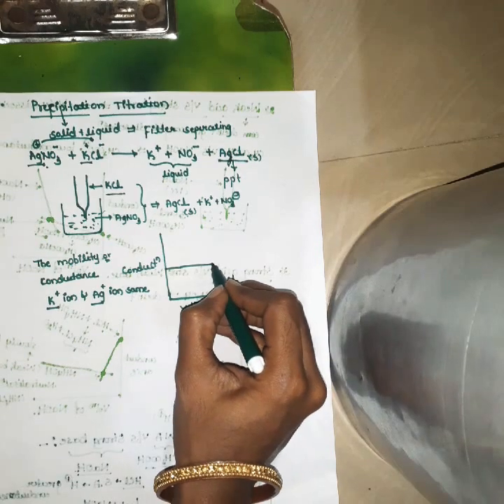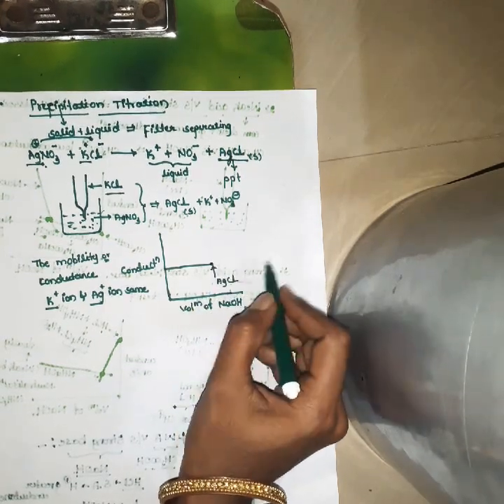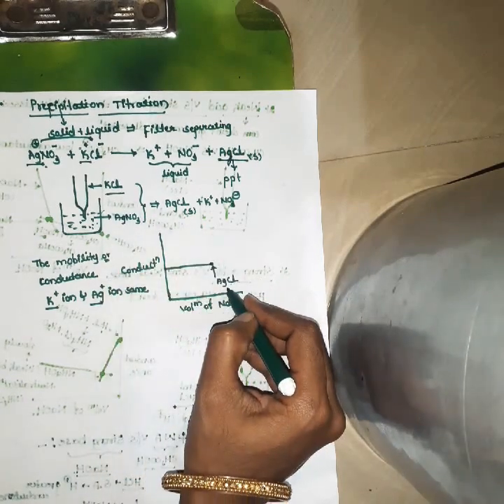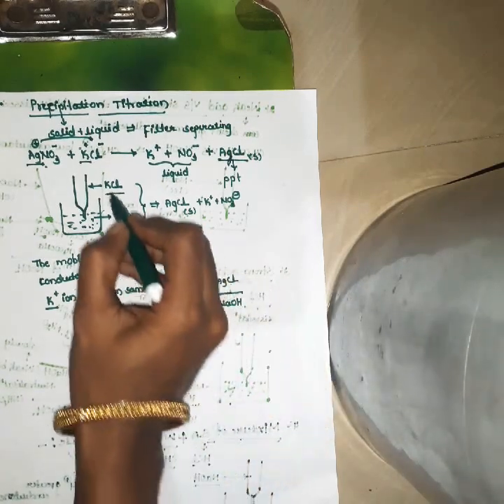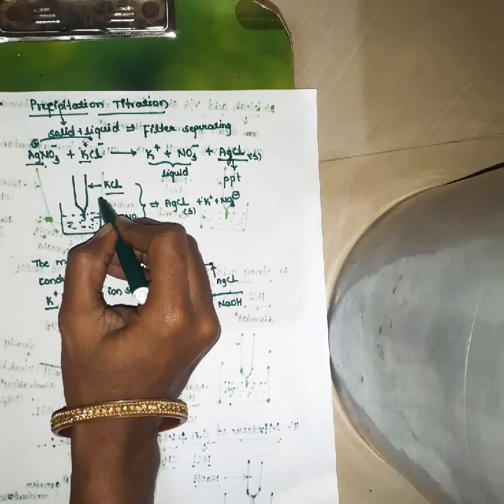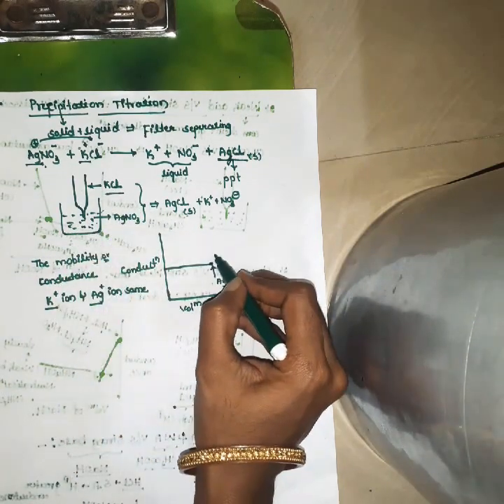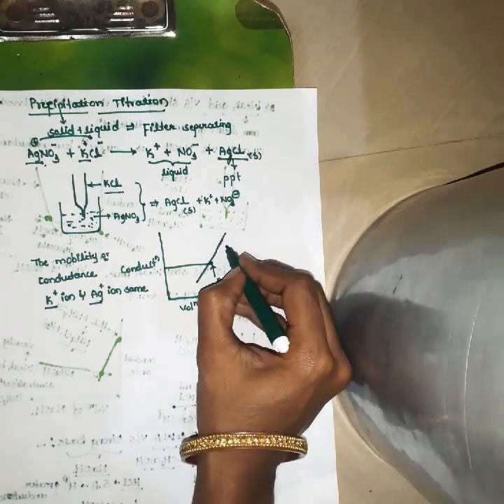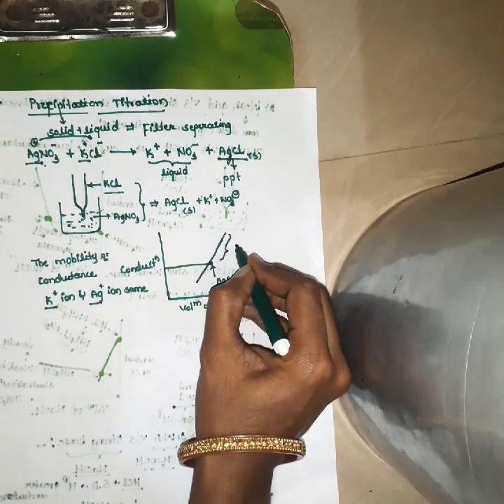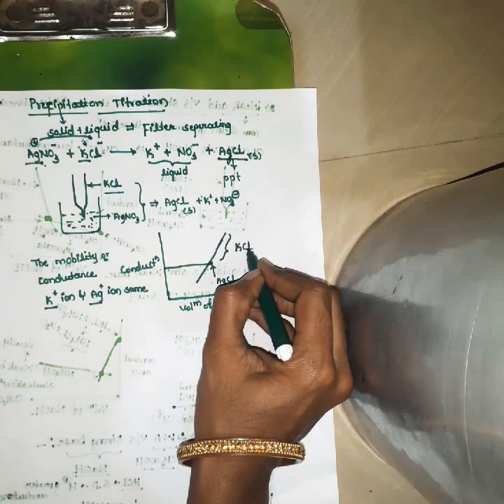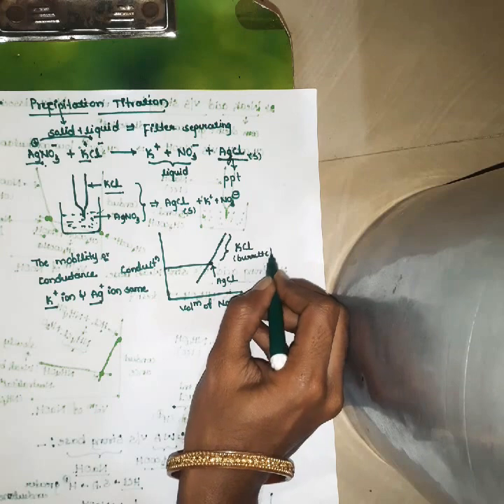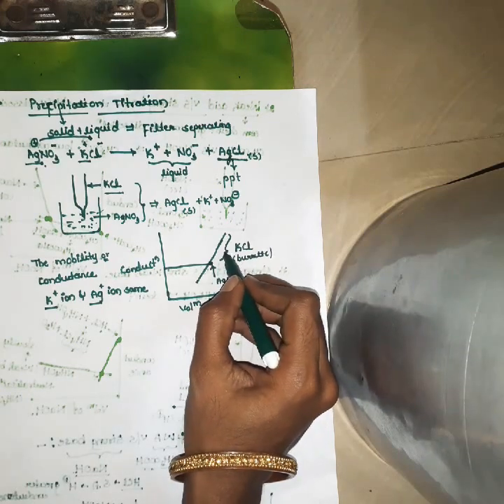AgCl at this point, one particular point, all AgNO3 will react with KCl. It will form AgCl. After continuous addition of KCl from the burette, conductance will increase. This is due to the addition of KCl from the burette.